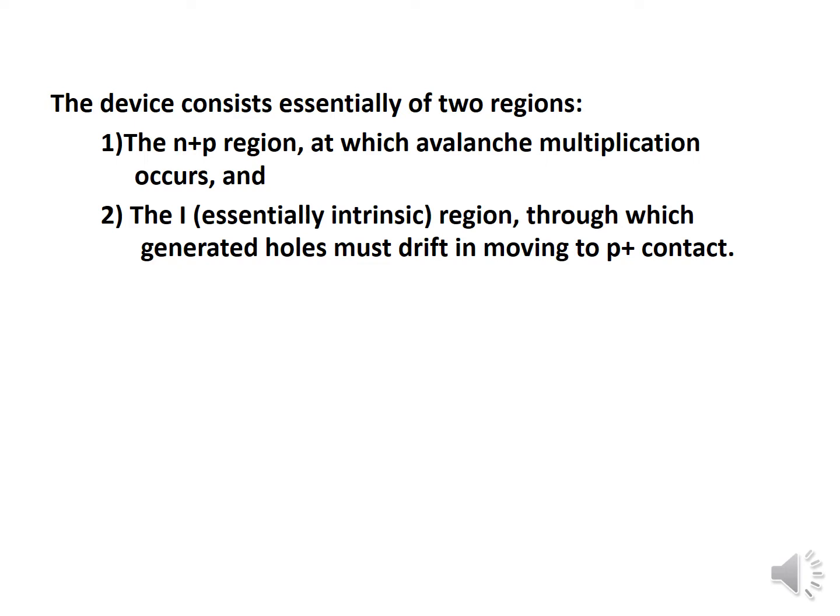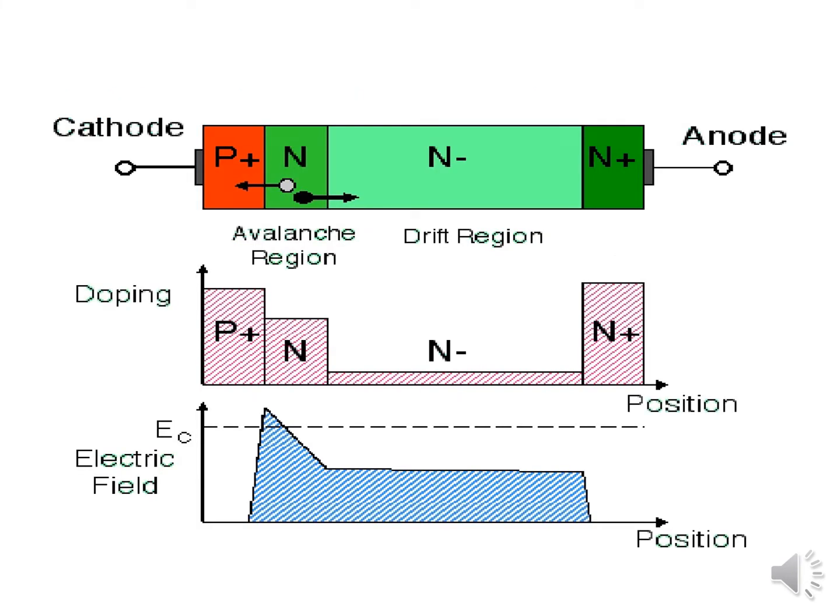So mainly it will consist of two regions, that is the N plus P region at which avalanche multiplication occurs, and another one is I, which we can call the essentially intrinsic region. Along this, the generated holes must drift while moving toward contact with P plus. These are the two essential regions of Impatt diode. You can see cathode and anode, we will be having P plus and N substrate. Similarly, along the drift region it will be N minus, and then on the right hand side we will be having the N plus.